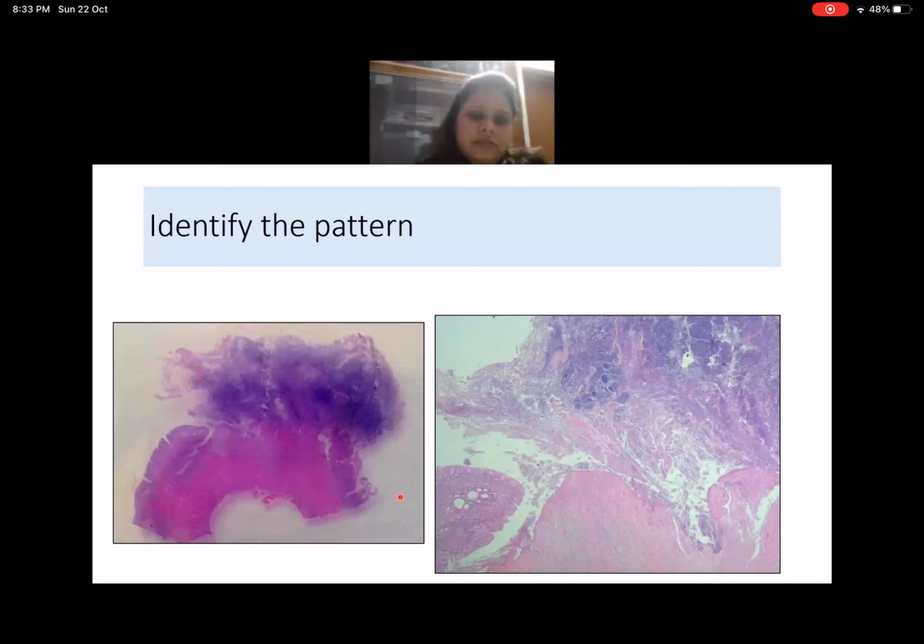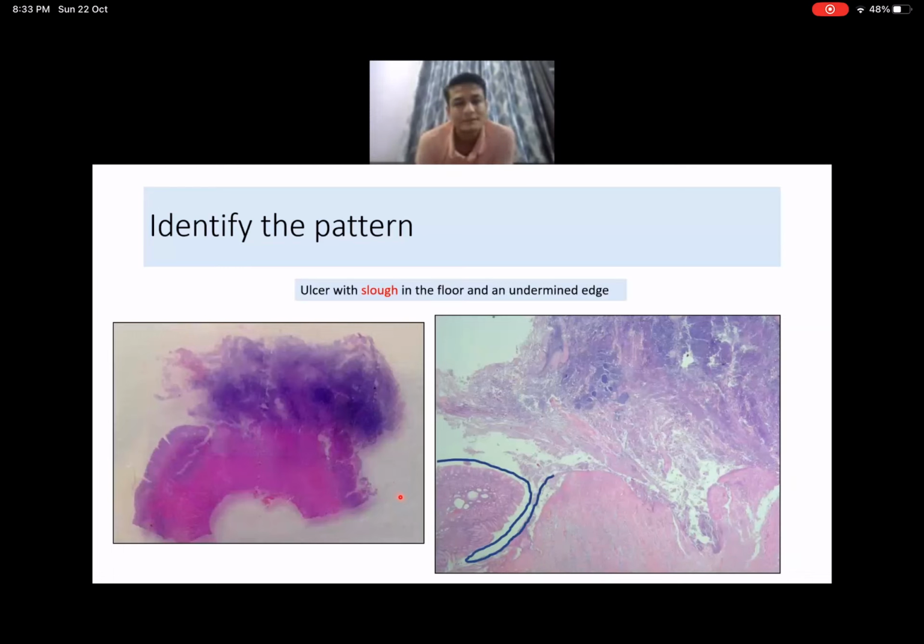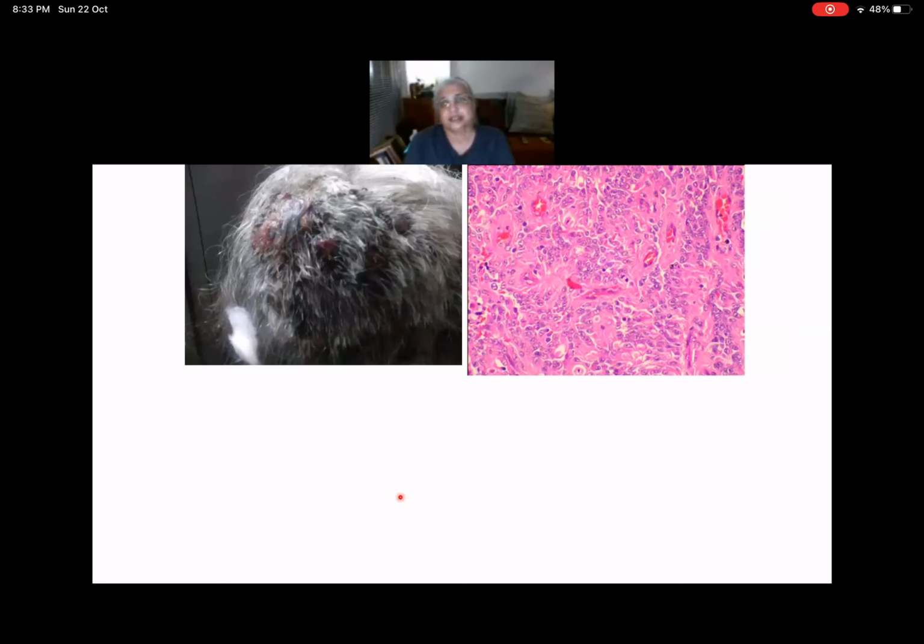What is this pattern? Sheets. This is just sheets, right? It is a monotonous sheet. Yes, very good. Now, what is this pattern? You've seen it before. Ulcer. Ulcerative. Yes, this is an ulcerated lesion with overhanging or undermined edges. You see that? Now it is undermined. So, ulcer with slough in the floor and an undermined edge.